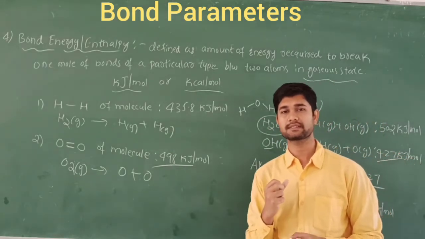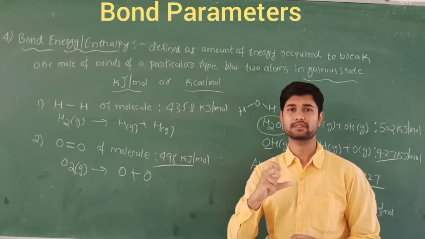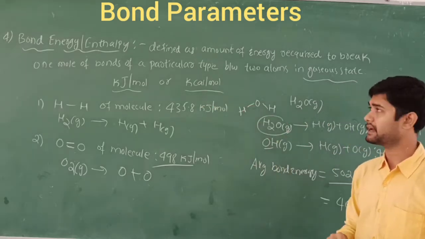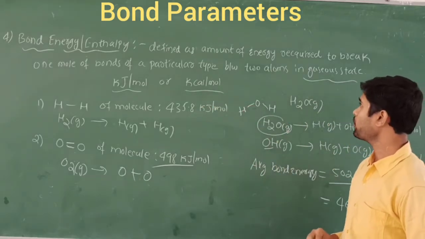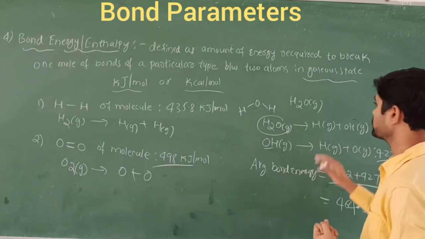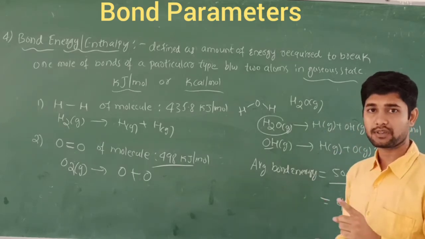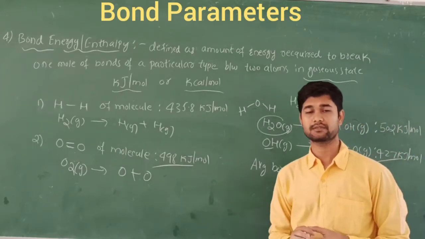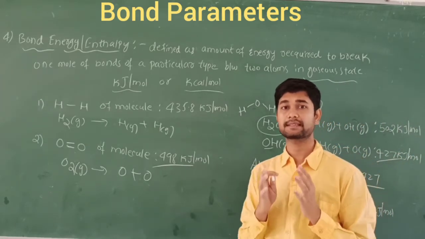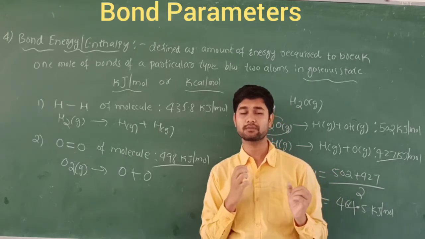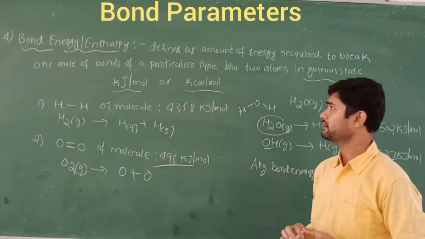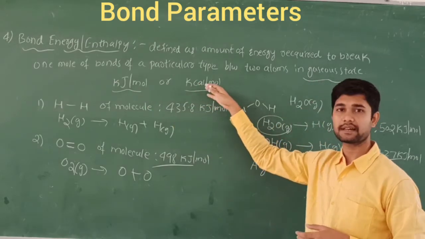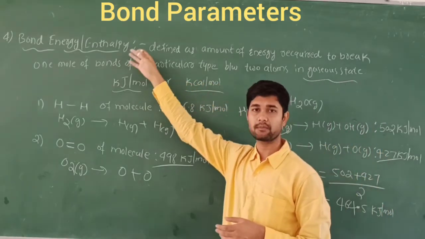So how much energy is going to be required to break the bond? In simple words, we define it like this. According to the definition, it is the amount of energy required to break 1 mole of bonds of a particular type between two atoms in a gaseous state. It should be in the gaseous state, then only we break those bonds, right? The units are kilojoule per mole and kilocalorie per mole. So these are the units of bond energy or bond enthalpy.